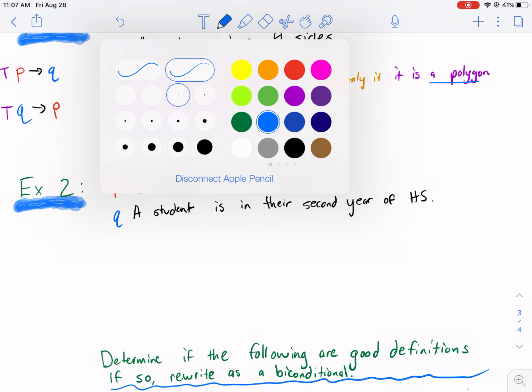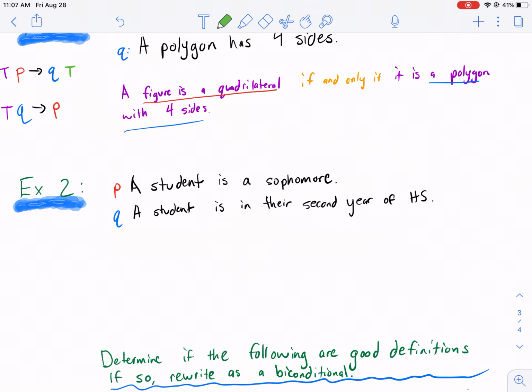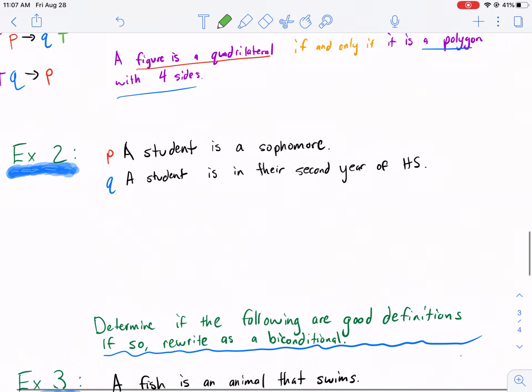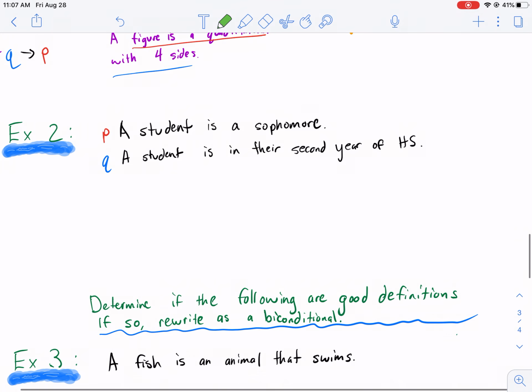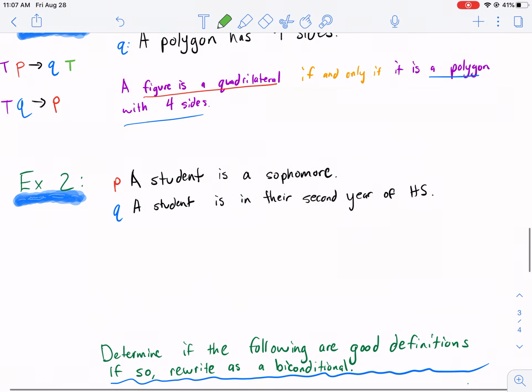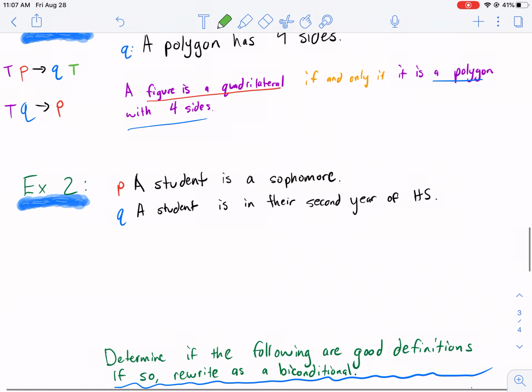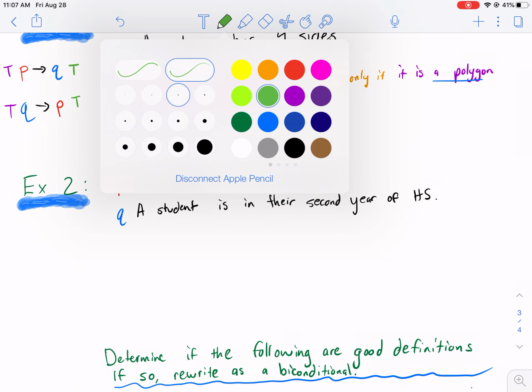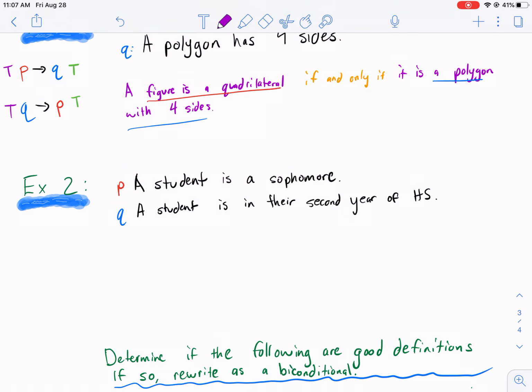That would be true. So this is our second example, okay? What's the reverse? If a student is in their second year of high school, then they are a sophomore. That is also true. If both of those are true, then we can write it as a true biconditional.